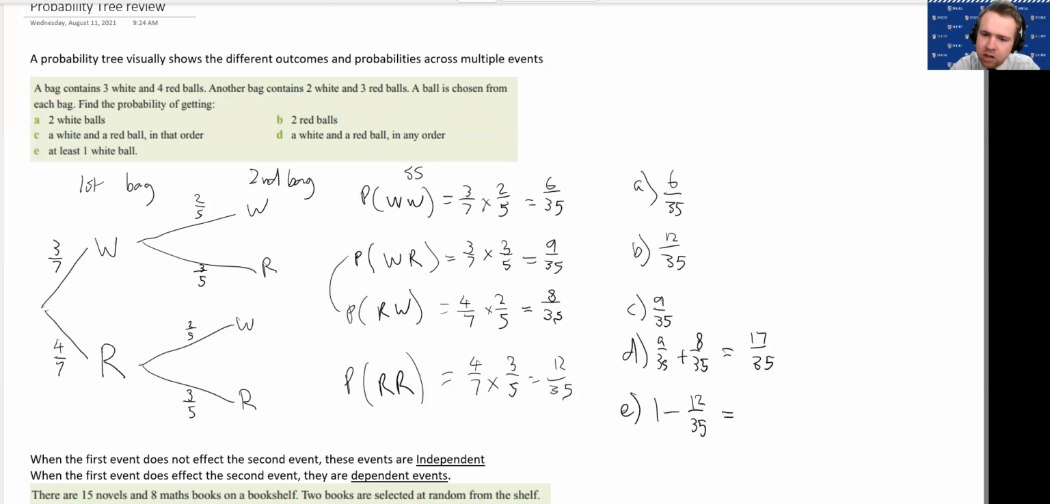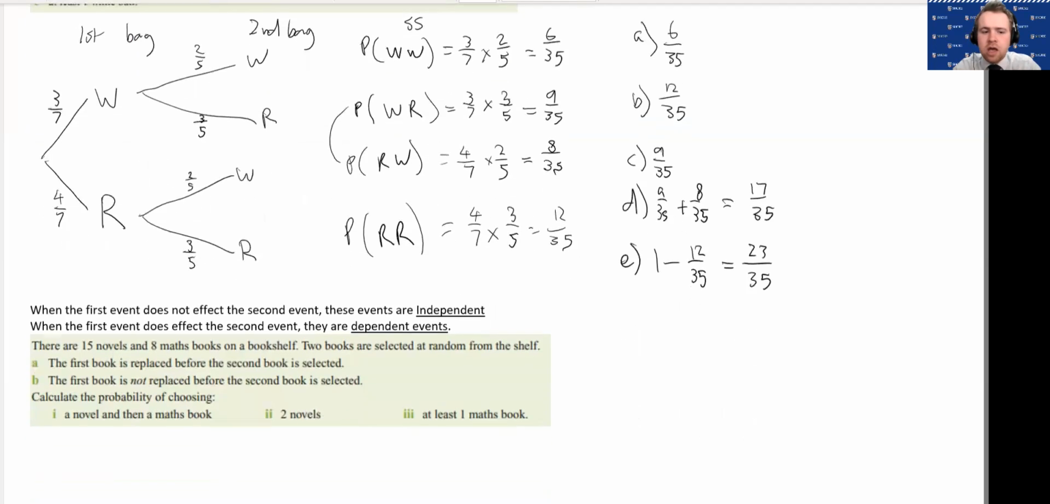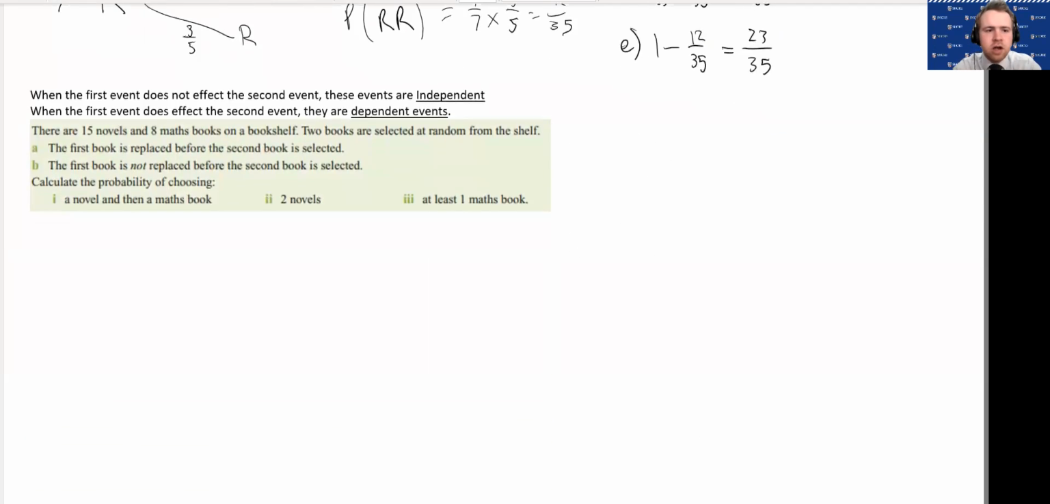What's that going to be? 23 out of 35. Now the other way you could do it is you could add up all the other ones together and you get the same answer. So 6 plus 9 plus 8 gives us 23 out of 35 as well. So you can add up all the options that contain a white ball, or you can do 1 minus the option that has no white balls.